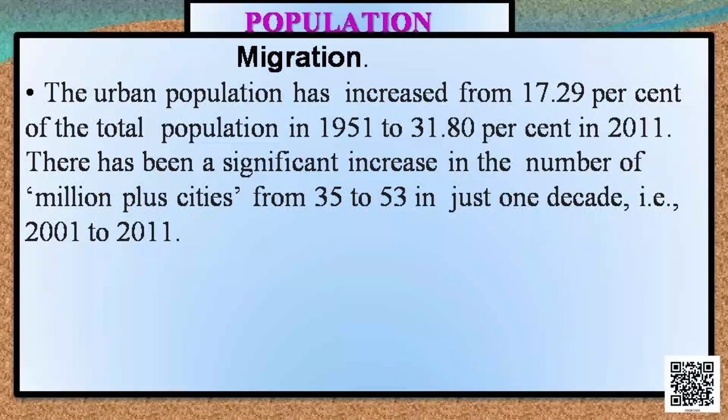The urban population has increased from 17.29% of the total population in 1951 to 31.80% in 2011. There has been a significant increase in the number of million plus cities from 35 to 53 in just one decade, that is 10 years, from 2001 to 2011.